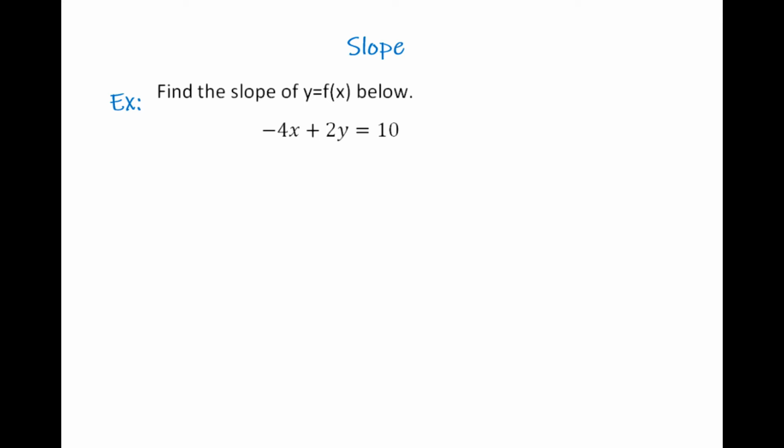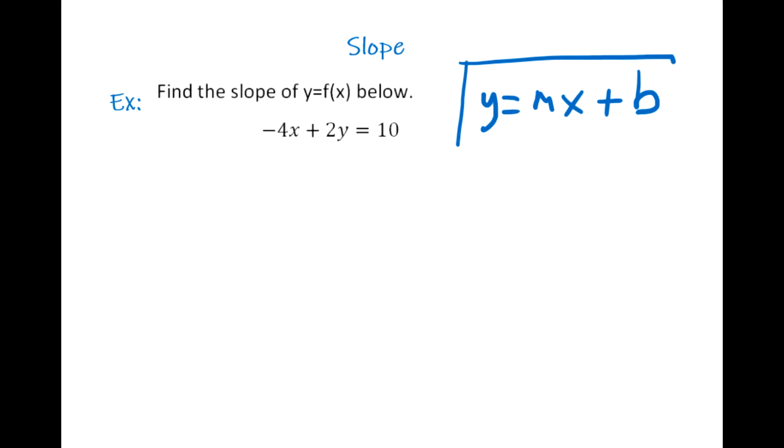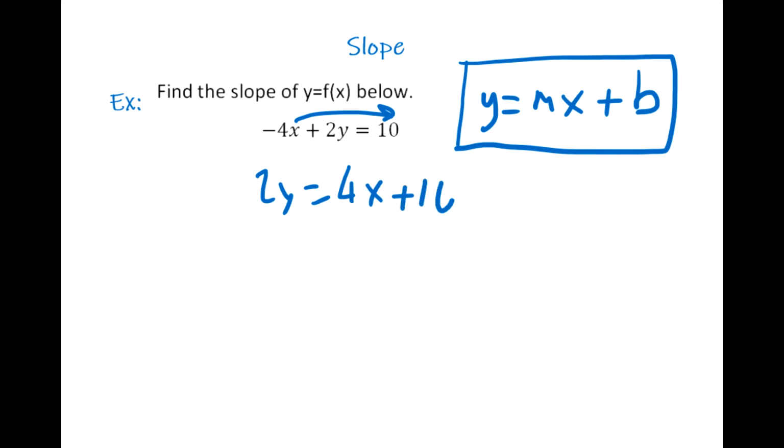We have another question and it says find the slope of y is equal to f of x, where the equation is negative 4x plus 2y is 10. In such questions, okay, just try to write down the equation in this form. Y is equal to some x, let's say mx, plus some constant, let's say b. Always try to write down the equation in this form, okay? So just send this negative 4x to the right, and it's going to be 2y, here it was negative 4x, and now it's going to be positive 4x, plus 10.